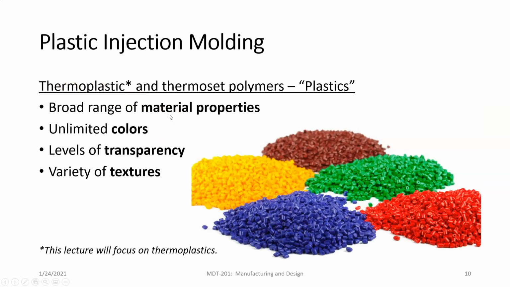Thermoplastic and thermoset polymers, otherwise known as plastic, have a broad range of material properties. And here are some pellets. They typically come in this pelletized form. We get unlimited colors, right? Levels of transparency, so clear all the way to opaque, and a variety of textures. All right. As I said, in this lecture, we're really going to focus on thermoplastics.